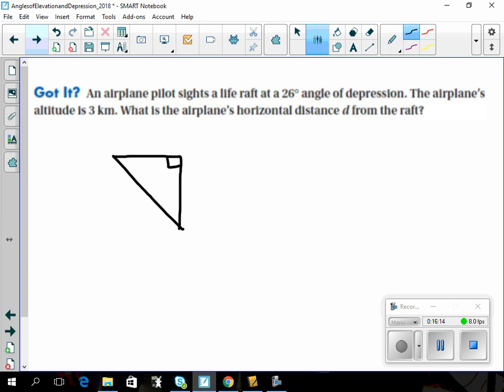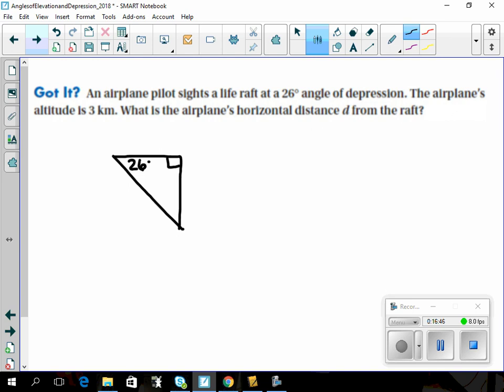Okay? And it's spotting a life raft, and we have an altitude. Well, let's just take one piece of information at a time. Starting at the beginning, I see 26 degrees. Where does that go? Angle of depression means I'm up here and I'm going down. So look at the triangle. Isn't it the top left angle? It's right here, 26. That's where angles of depression are. They start here and they go down.